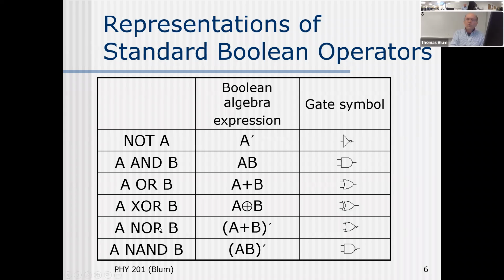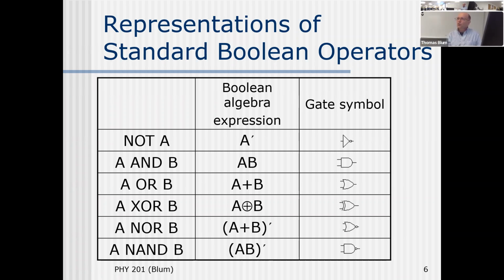There's something called a NOR, which is just a combination of an or and a not. So you or them together and then you invert it. And there's something called a NAND, which is an and and then a not. I'm presenting NOR and NAND as if they're just a combination of 2 more fundamental gates.